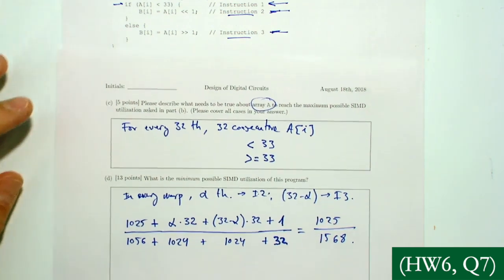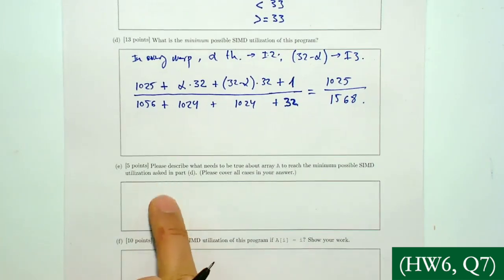The next part, part E, asks, please describe what needs to be true about array A to reach the minimum possible SIMD utilization asked in part D. So what we need to make sure is that there is divergence within each warp.